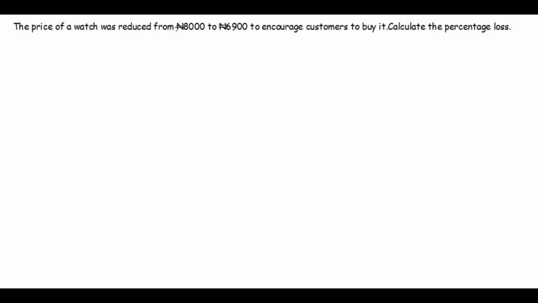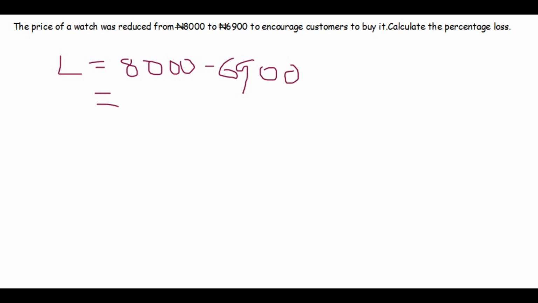Now in this case, the price which originally costs 8,000 naira was sold for 6,900 naira, meaning the cost price is greater than the selling price, which means there is a loss in this case. The loss is equal to 8,000 naira minus 6,900, and this is equal to 1,100 naira.